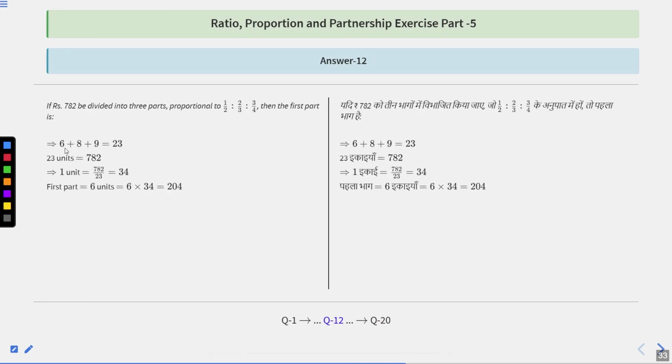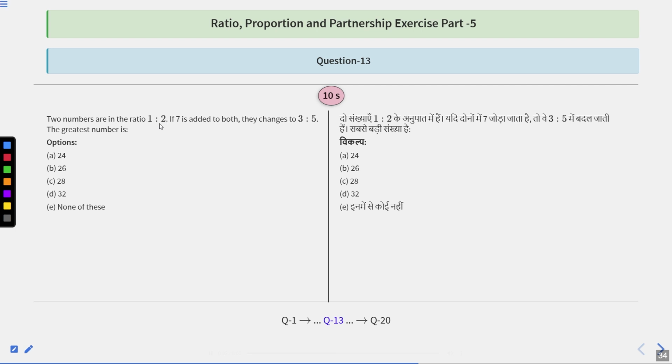When we add 6 units, 8 units and 9 units, it becomes 23 units. It is given that 23 units is equal to 782. So 1 unit value is 34. The first part is 6 units, so 6 multiplied by 34 is 204. Next one.